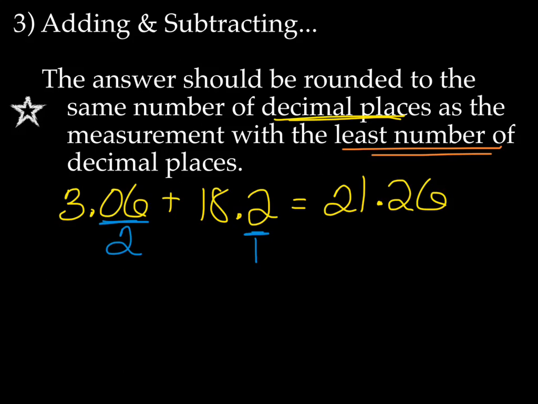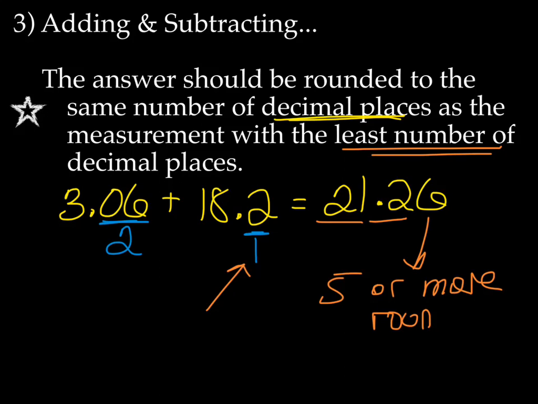So how many digits after the decimal should our answer have? Well, it should be the same as the number with the least number of decimal places, which is 1. So we're going to be keeping the 21 and 1 digit after the decimal, which is the 2. So we're going to be dropping the 6. When you're dropping a 6, for rounding, what do you do? It's 5 or more, right? Which means we need to round up. So our final answer is going to be 21.3.